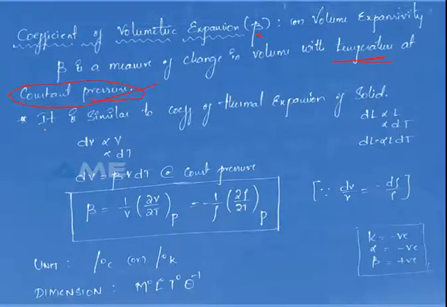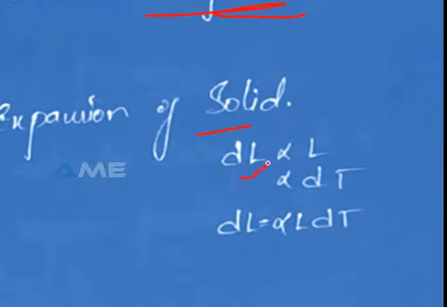So now it is similar to the coefficient of thermal expansion of solids. In solids, the change in length is proportional to the original length and the change in temperature. So when there is a change in temperature, there is a change in length, and that equals your coefficient of thermal expansion times length times change in temperature.